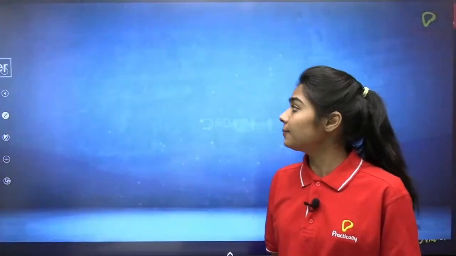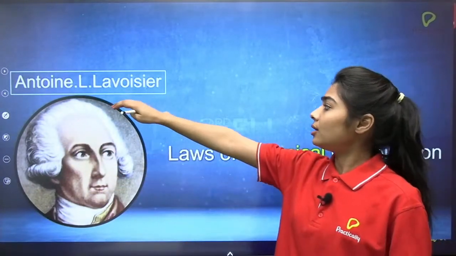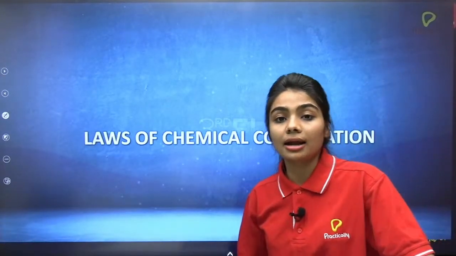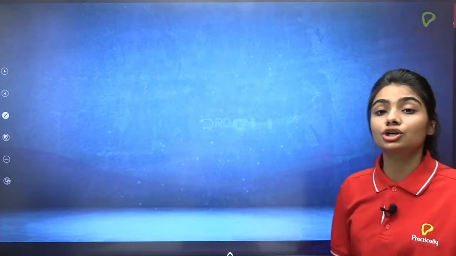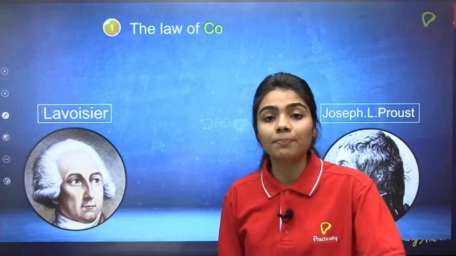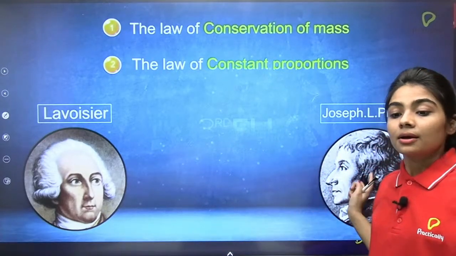Now let's see the history of the laws of chemical combination. Antoine L. Lavoisier gave the first law of chemical combination, the law of conservation of mass. Then Joseph L. Proust gave the law of definite proportion. So Lavoisier and Joseph L.